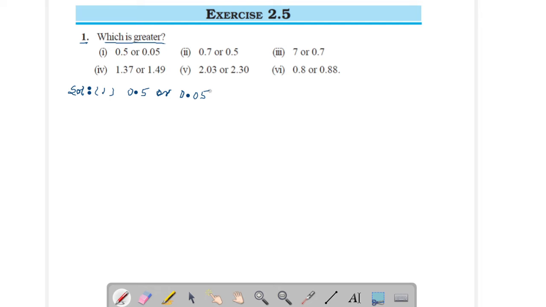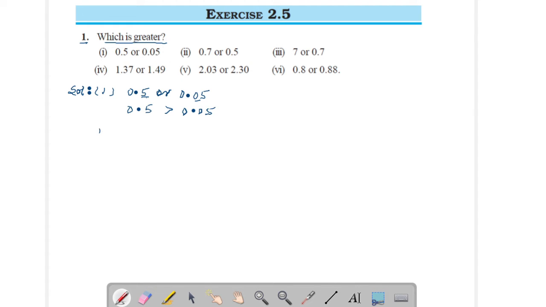Here you have to compare from first digit, that is 0. It is ones place. Here it is 0. Here again it is 0. So it is common. After decimal, now tens place. Tens place is 5 and here it is 0. Which number is greater? 5 is greater than 0. So straightway we can write it as 0.5 is greater than 0.05.